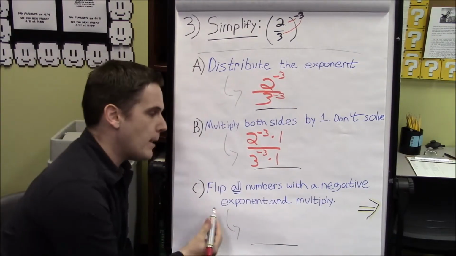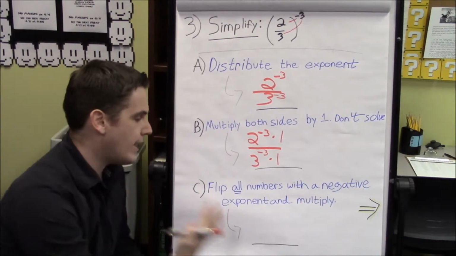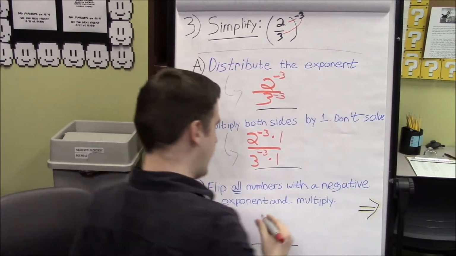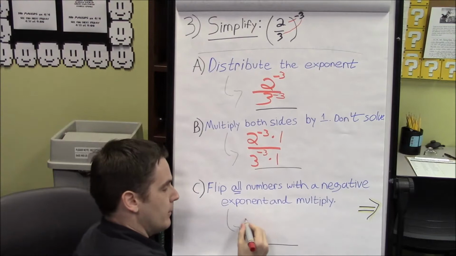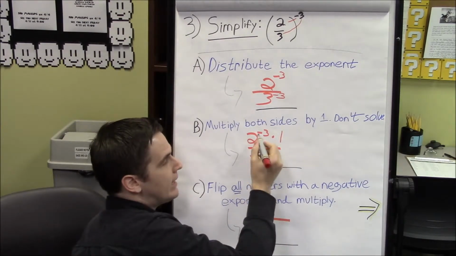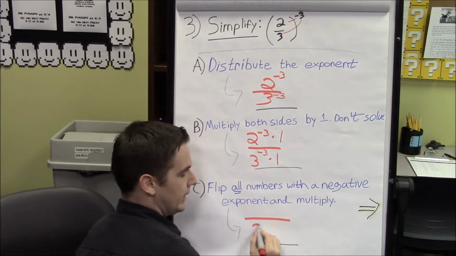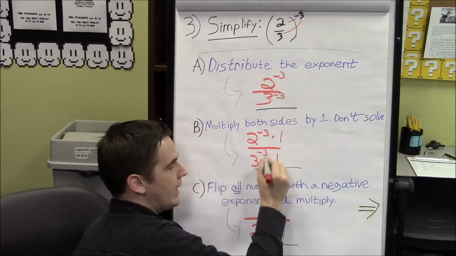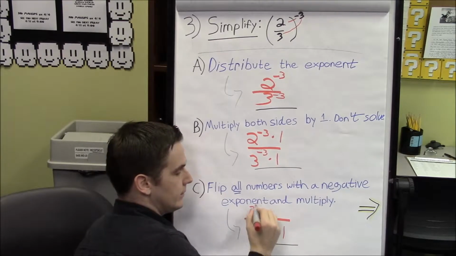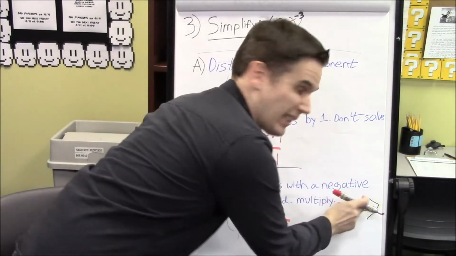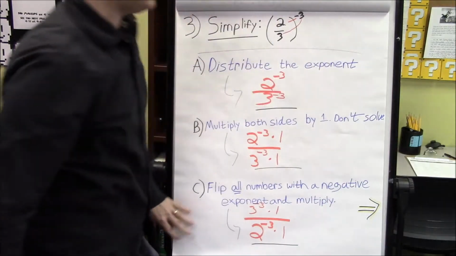Finally, we're going to flip all numbers that have a negative exponent and then multiply. So in that case, we have 2 numbers this time. So draw your line first, it'll make things easier. Then take the 2 and the negative 3, flip it. The 3 and the negative 3, flip it. And then we're going to have to be continued because they ran out of space.